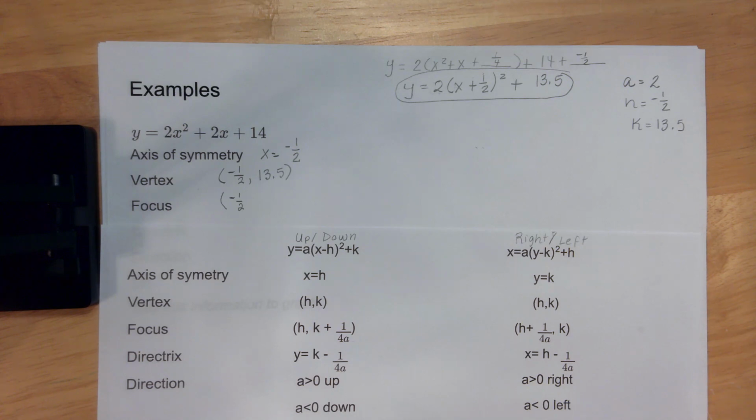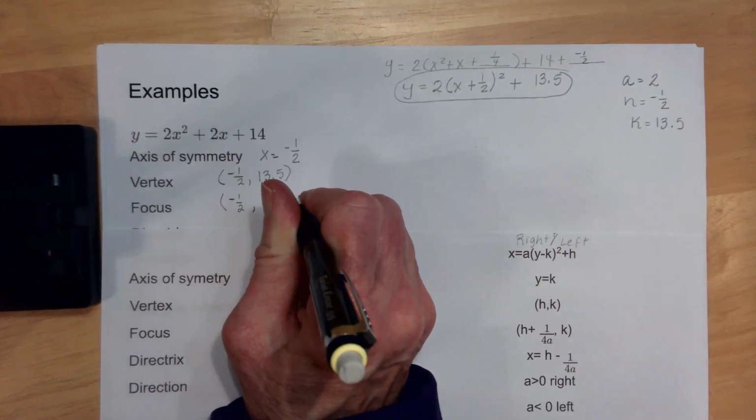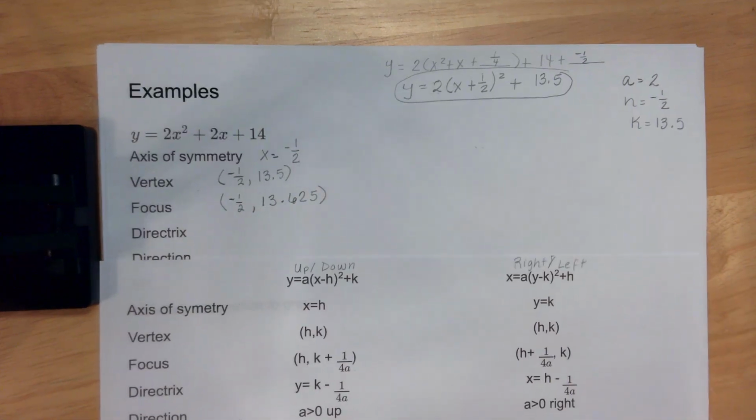13.5 plus 1 divided by 8. And that's going to give me 13.625. So that's going to be my focus. And then we're going to graph all this.